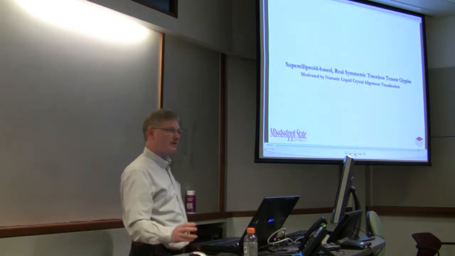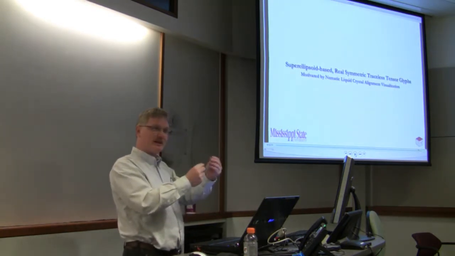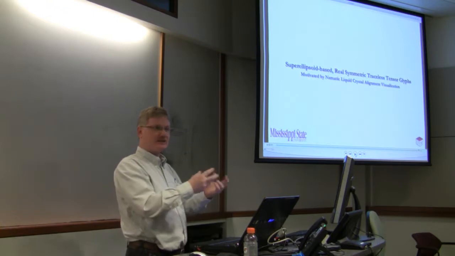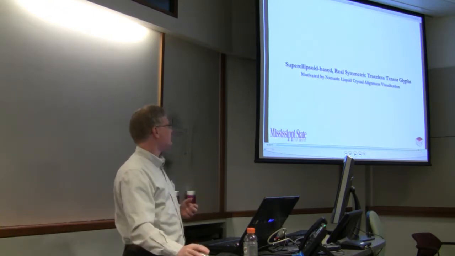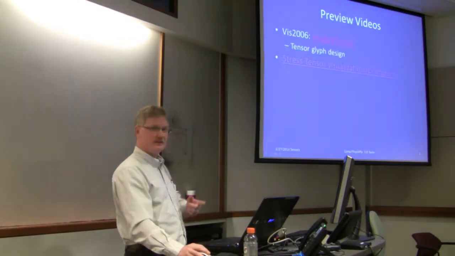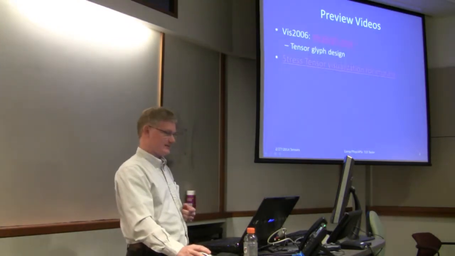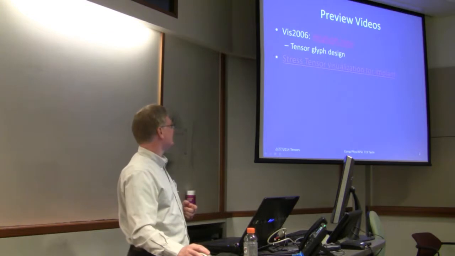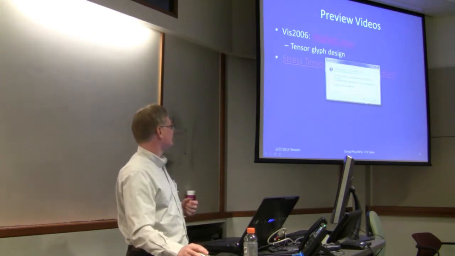All right, so the main point of the paper was to design a glyph that looked like the thing it was trying to represent and was not ambiguous about what other things it might be representing. Is it important to know what a real symmetric traceless tensor is? We'll get into that. That'll come in the definition. These are just the previews.